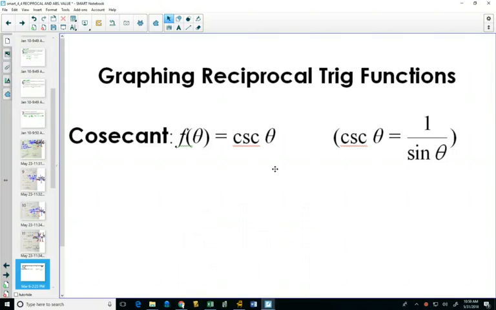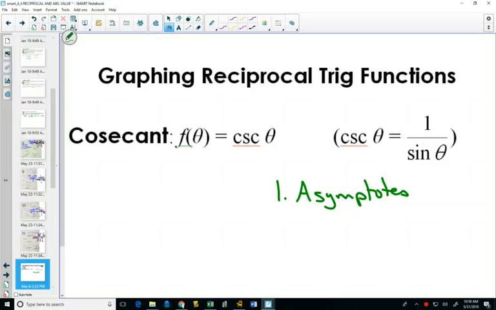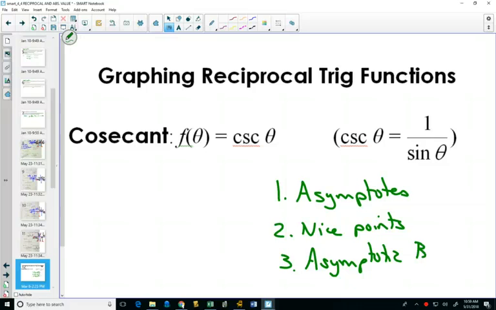So a quick review of reciprocal trig functions. What did we do? We graphed the bottom function first. Then the first thing we did was put in all of our asymptotes, followed by nice points, and then we graphed it showing the asymptotic behavior.